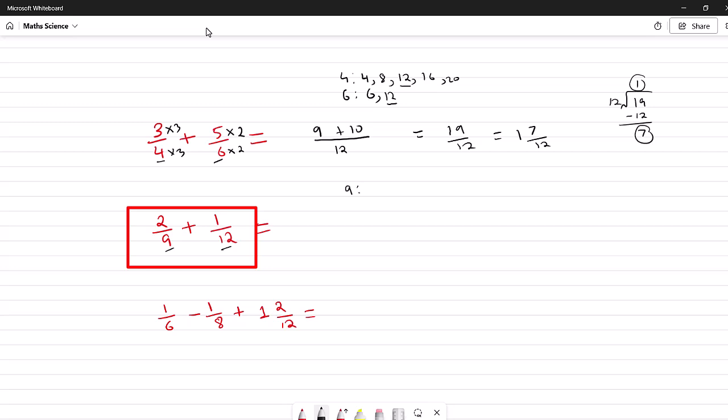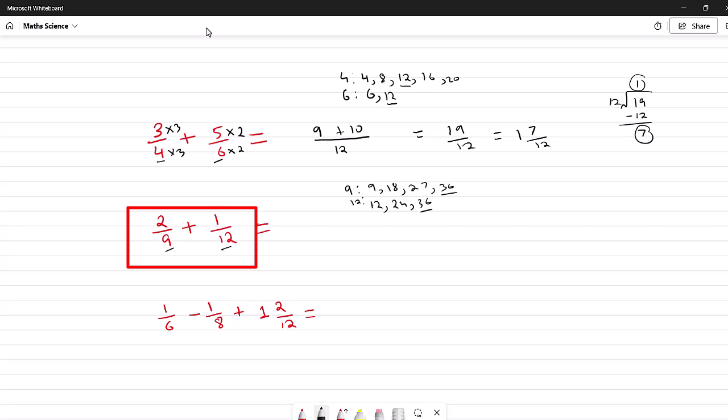So multiples of 9 and then multiples of 12. So let's just do 9 times 1 is 9, 9 times 2 is 18, 9 times 3 is 27, 9 times 4 is 36. And then similarly for 12, let's just start writing them. So 12 times 1 is 12, 12 times 2 is 24, 12 times 3 is 36. Okay, we stop here because we found the least common multiple, which is 36.